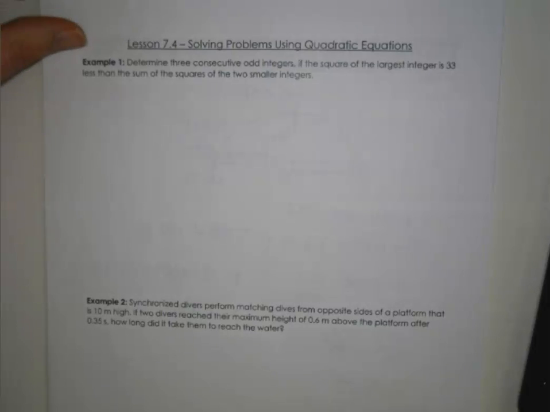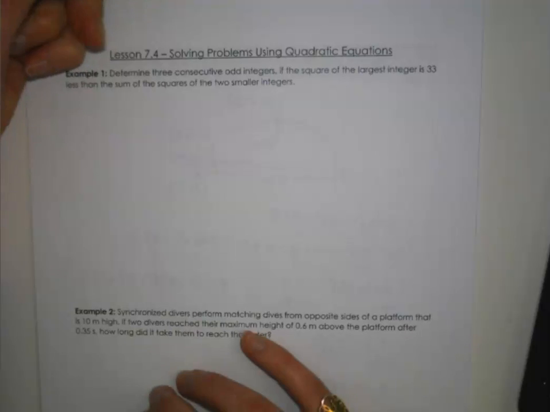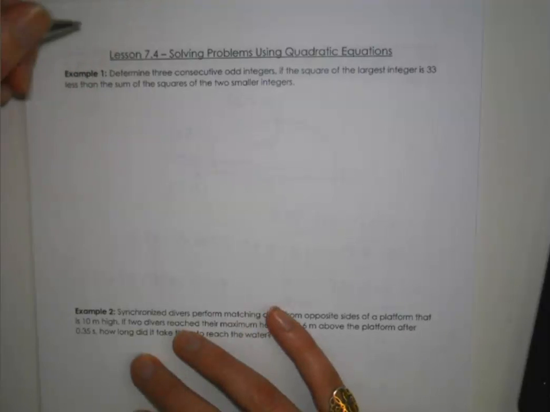So let's jump right into the first example. It says, determine 3 consecutive odd integers if the square of the largest integer is 33 less than the sum of the squares of the 2 smaller integers. Our first step with any problem like this is to write the equation.